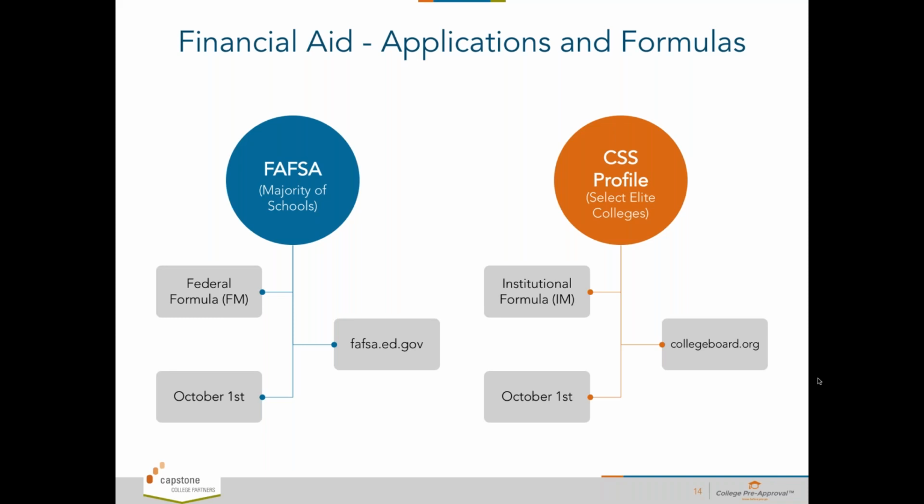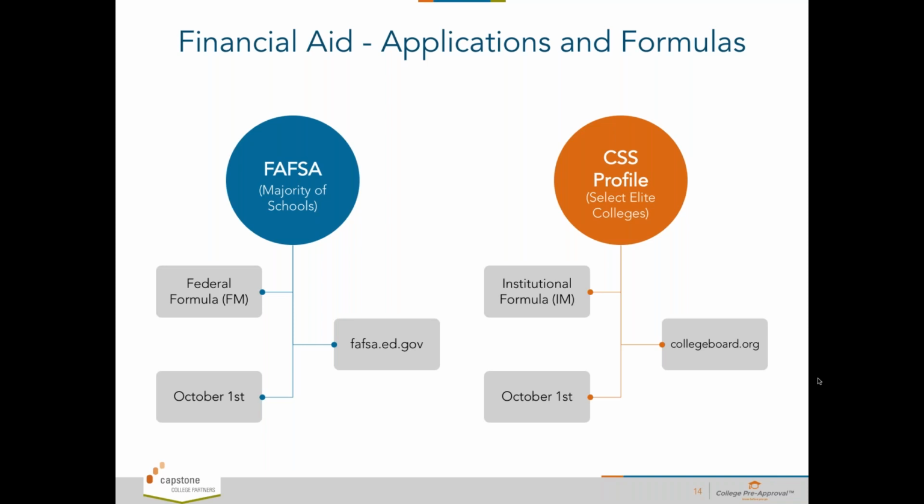And the majority of schools also use that to determine your eligibility for any of the institutional-based aid that they may have. So the vast majority do that. Somewhere between 300 and 400 schools use an additional form. It's in addition, it's not either/or, it's in addition.